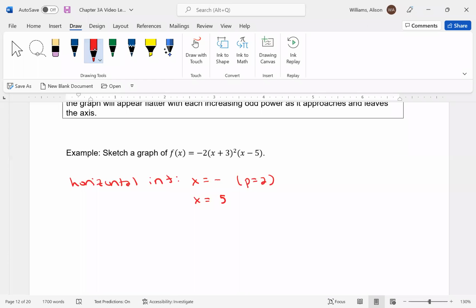Sorry, that's like a sad 3 and it's driving me crazy. There we go. Fixed it. Okay, now I'm going to really quickly find a vertical intercept, which means I'm plugging in 0.